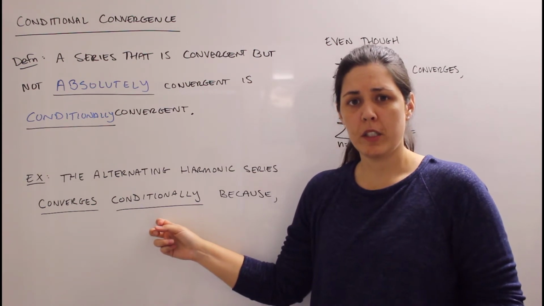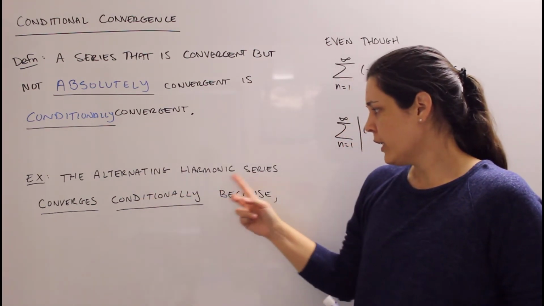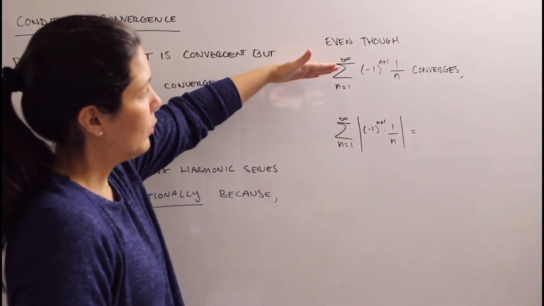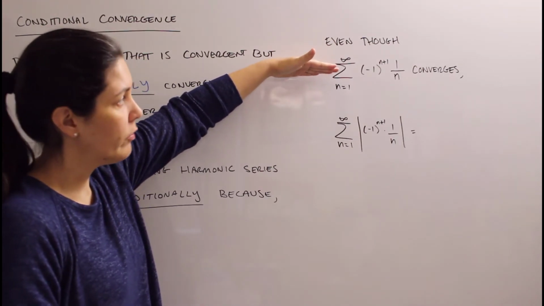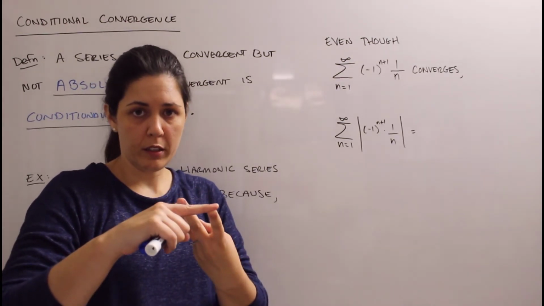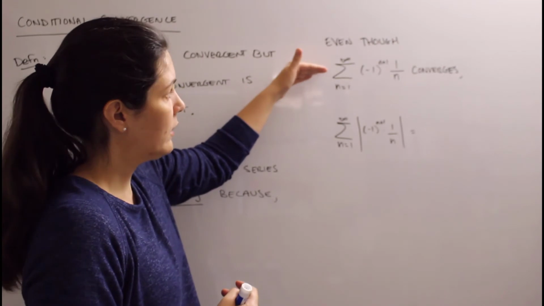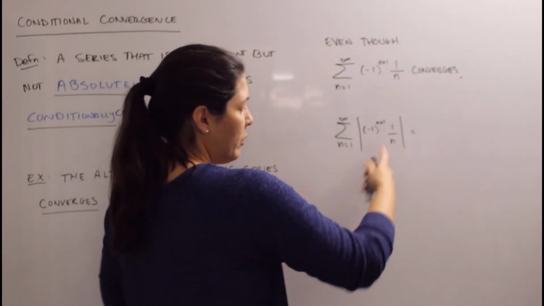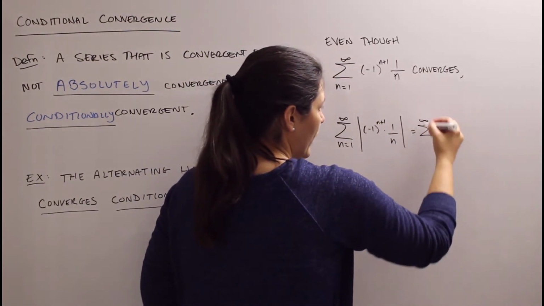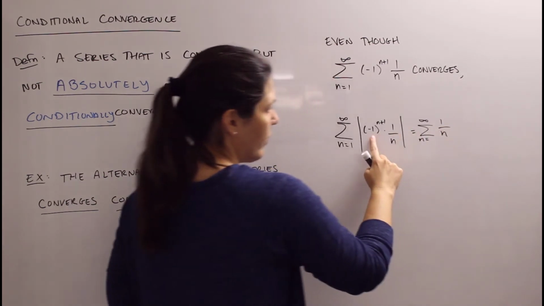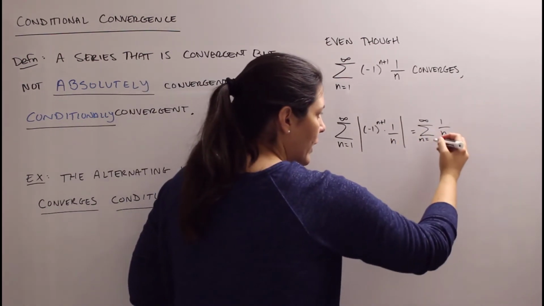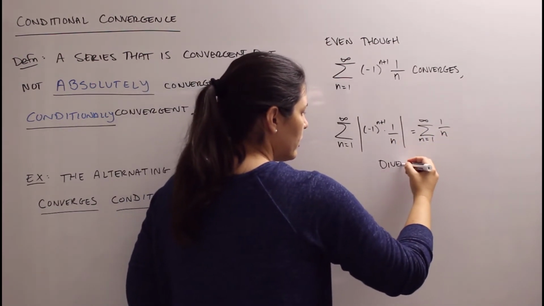I just showed you the images of the graphs, but here's why. The alternating harmonic series converges conditionally because even though that series we just looked at converged, and we figured out it converged by the alternating series test, where the 3 parts that we checked were satisfied, if you take the absolute value, same series but with the absolute value, it turns into our regular harmonic series, because the absolute value of this term is just going to be 1, so I don't even need to write it. This regular harmonic series diverges.